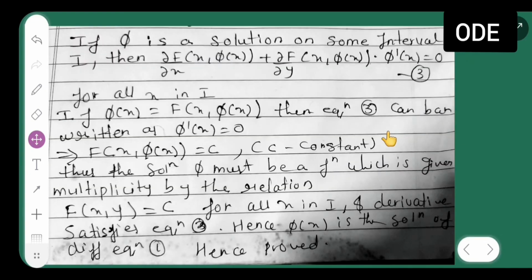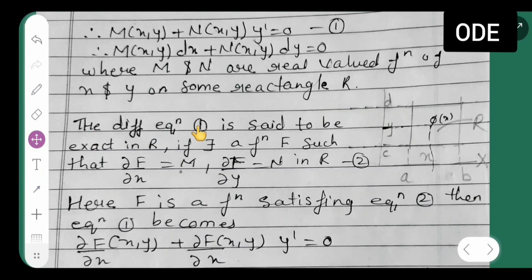Now let me do the differential equation 1. Now this one is said to be exact in R if there exists a function f such that dou f by dou x is equal to M and dou f by dou y is equal to N in R. And take this as 2. Here f is a function satisfying equation 2, then equation 1 becomes dou f by dou x of (x comma y) plus dou f of (x comma y) upon dou y into y dash is equal to 0. Just see this and you all can take down this.